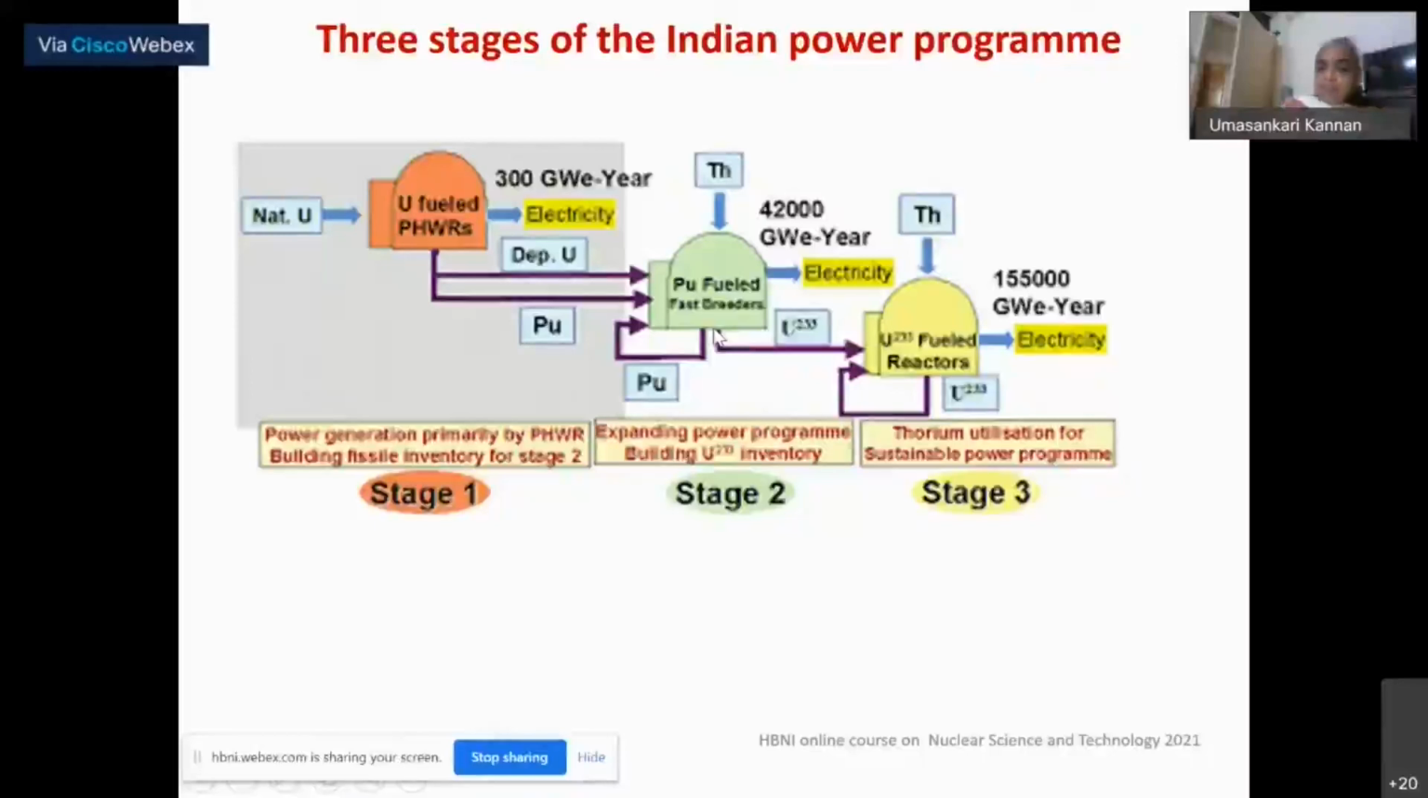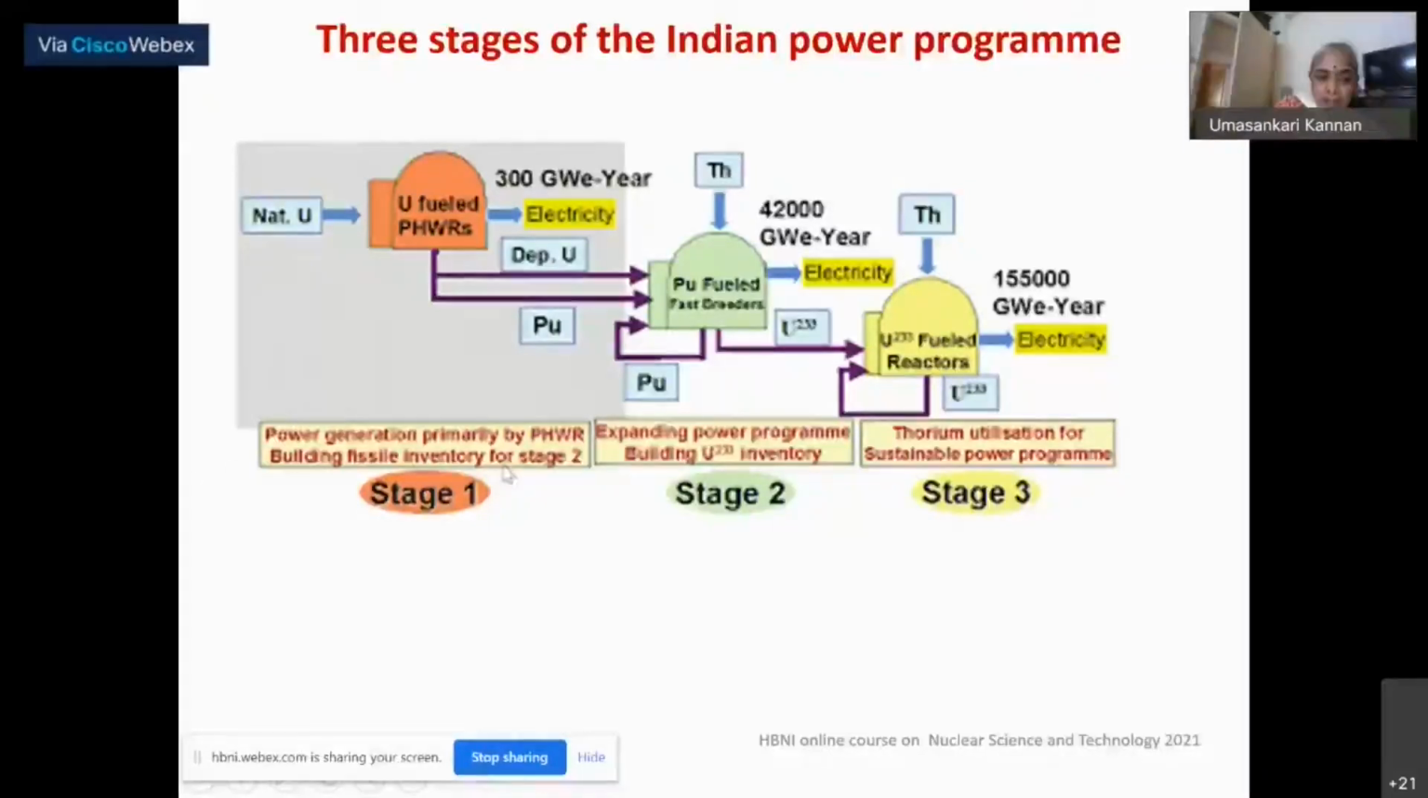into the same reactor, and the uranium-233 which is coming out of this stage can go to fuel the third stage reactor. So basically, if you have so many fast breeders running, you would have enough uranium-233 to combine it with thorium to run a reactor in the third stage based on U-233 fuel.